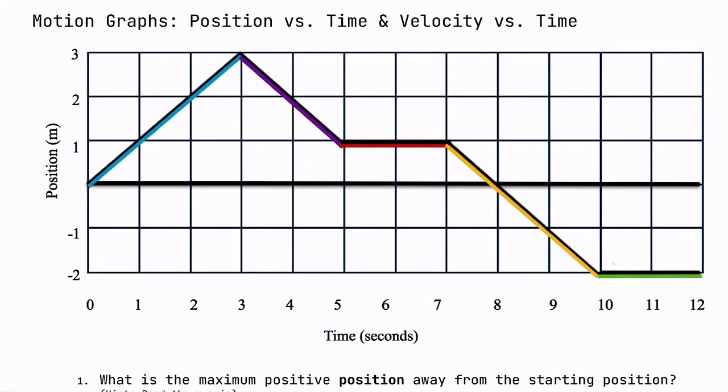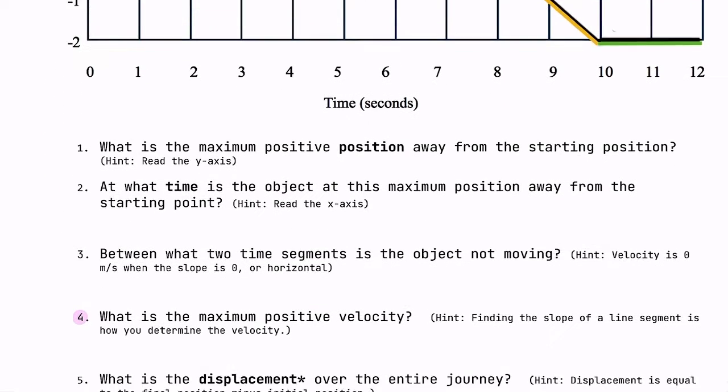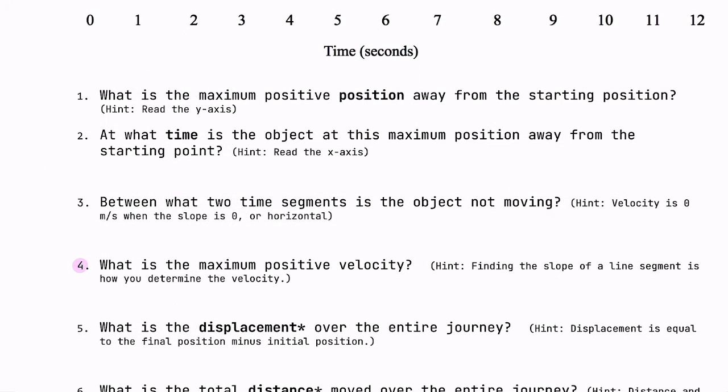In this video, I'll go over how to do a couple of the problems in the motion graphs, position versus time and velocity versus time assignment. The first question I'll go over is number 4. What is the maximum positive velocity? Hint, finding the slope of a line segment is how you determine the velocity.